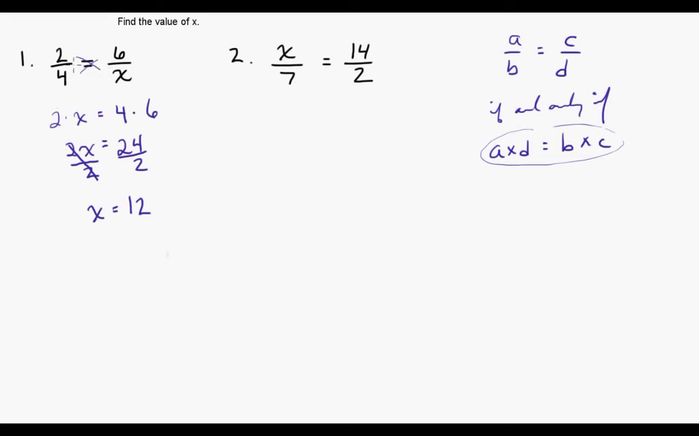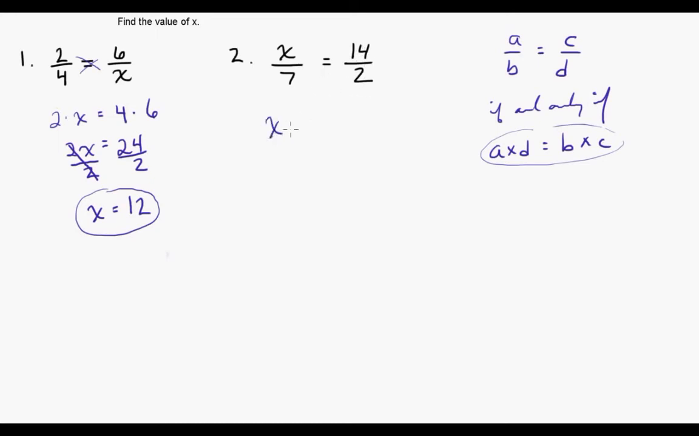And it should be fairly intuitive that 2 over 4 is equal to 1/2, and 6 over 12 is equal to 1/2. So we're fairly confident that our answer of x equals 12 is correct. Let's look at the second example. Here we have x over 7 equals 14 over 2. Again, we're going to do the same thing.